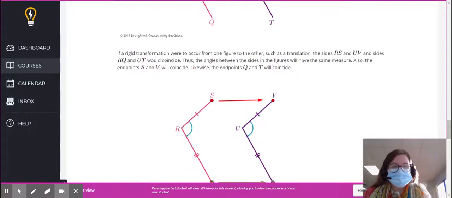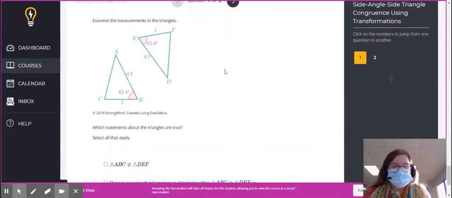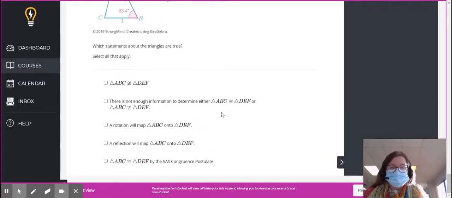And they have a description of why it works, which is really cool, but we're just going to go to the problem. So examine this to see if that is the same thing. So we have 3 and 4.5. The included angle between those two sides is 63.4. That's 63.4. So yes, it's true.